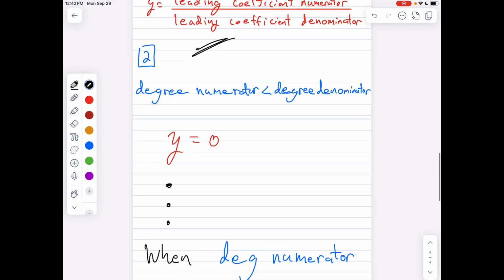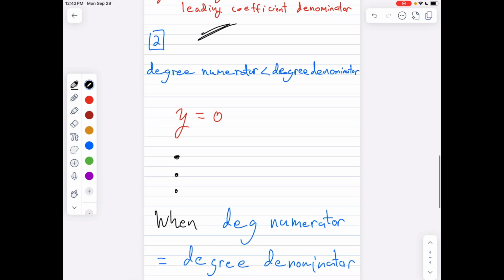Okay. And one more thing to mention here, in terms of horizontal asymptotes for rational functions, that's it. And there's no other cases.